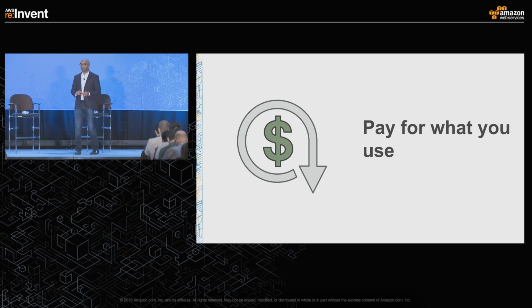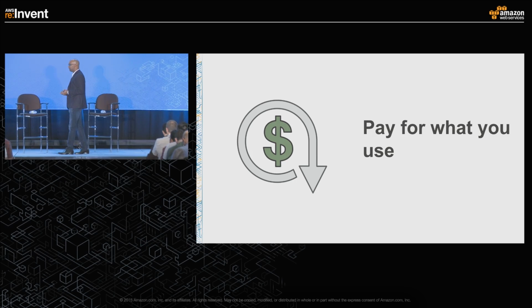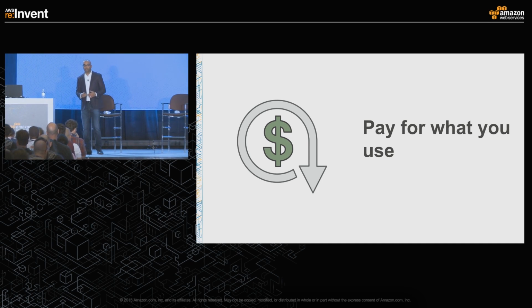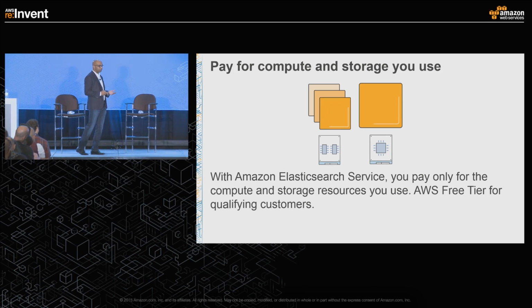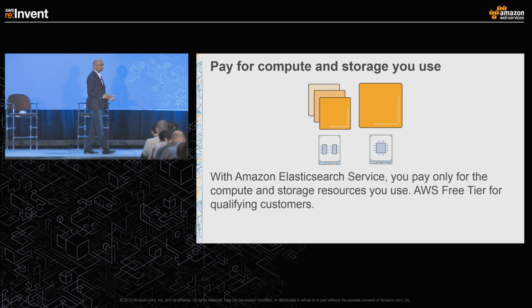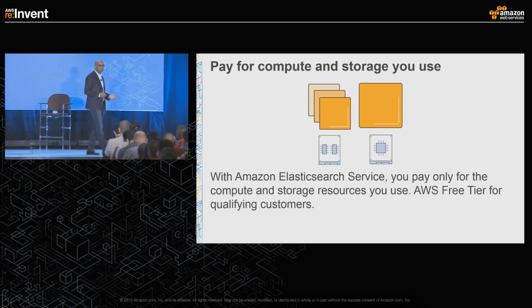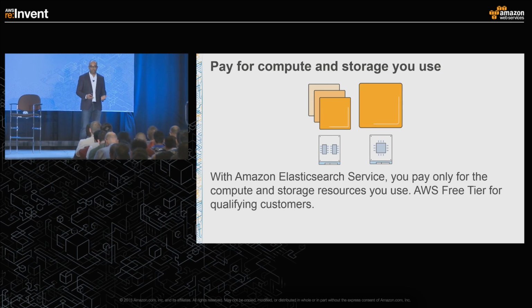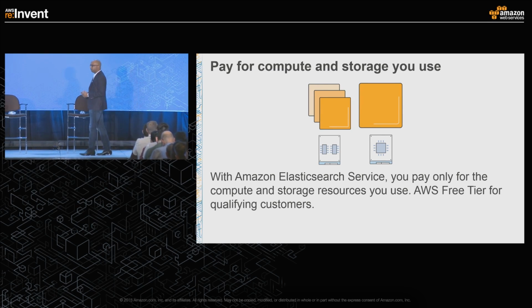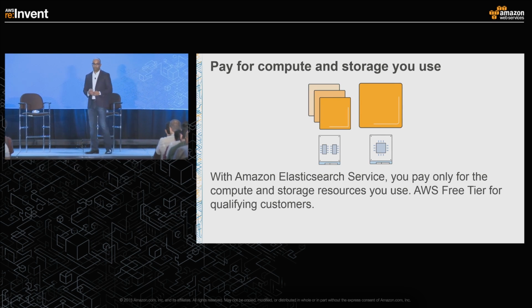So we talked about a bunch of stuff: how to create Amazon Elasticsearch Service domains, how to configure them, how to secure them, how to load data, how to use the data visualization tool. All of this is available to you on a pay-as-you-go basis, just like any other AWS service. You can configure your compute and storage and scale them independently and only pay for what you use. Amazon Elasticsearch Service also is part of the AWS free tier. So if you have a qualifying account, you can get started for absolutely free.